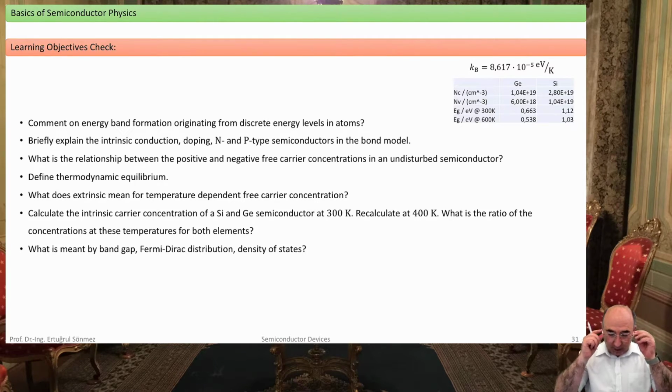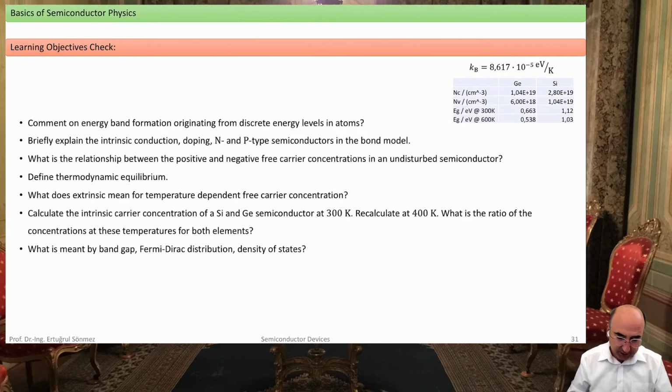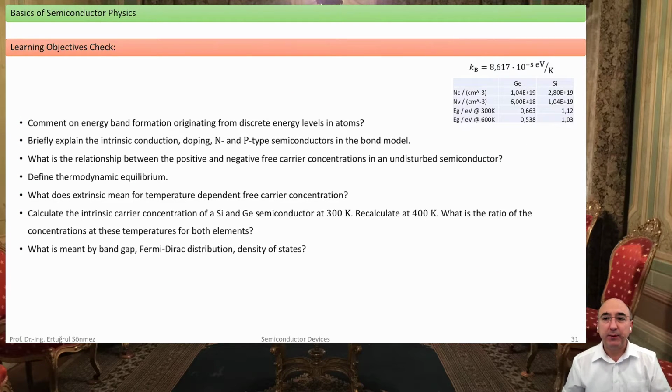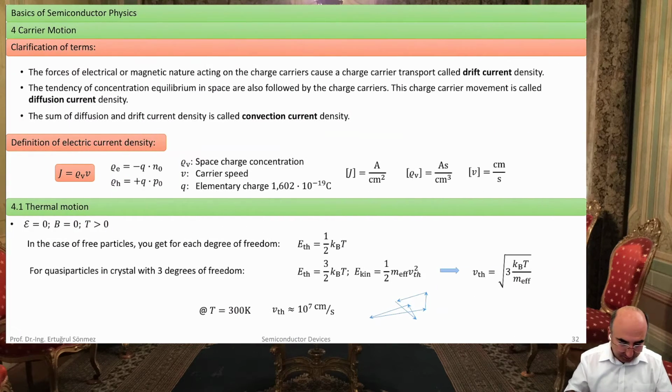The learning objectives, I have tried to summarize them by placing some questions which you should be able to either answer using the slides I have provided or by just listening and following the YouTube videos in the links in the corresponding slides. So the basic semiconductor physics is now continued to the motion.